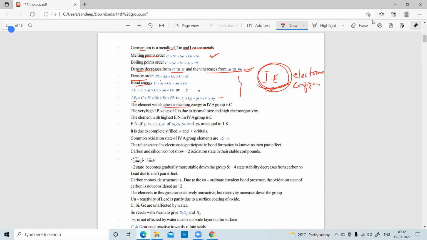The element with the highest ionization energy in group 4 is carbon. Carbon being a non-metal, non-metals have high ionization enthalpy. The very high ionization energy of carbon is due to its small size, and it has high electronegativity, which also results in its non-metallic character. The electronegativity of carbon is 2.5. The electronegativity of silicon and germanium is in the range of 1.8.